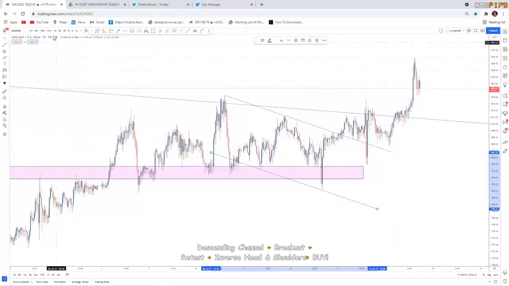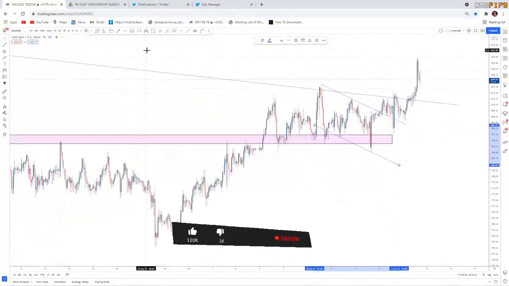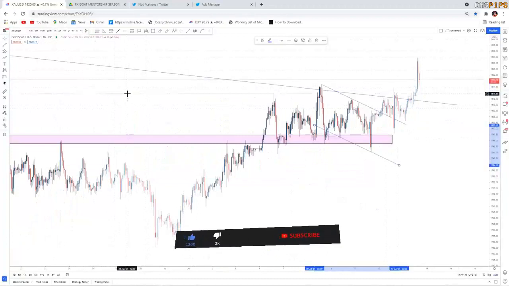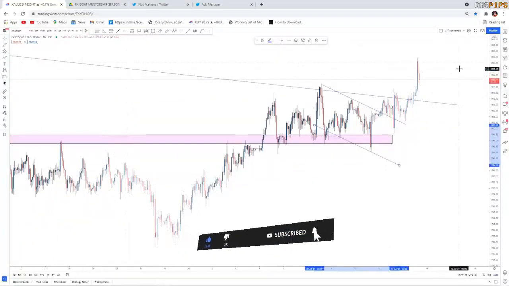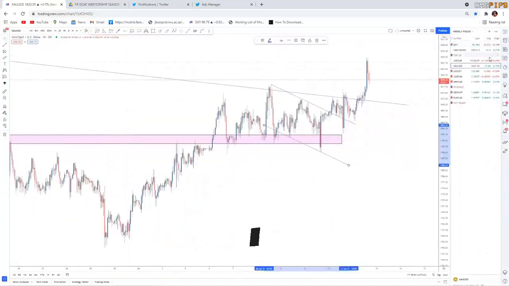So that was the nicest continuation pattern I've seen in a while. And yeah, that's it for gold. Let's go to USD CAD.